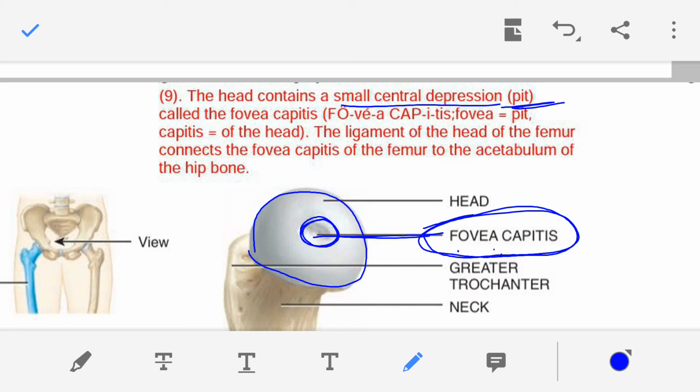And what is the function of Fovea Capitis? Here you need to understand, let me draw this. This is the acetabulum, for example, and from Fovea Capitis, what happens? The ligament. Right now I am drawing the ligament. The ligament is present between the acetabulum and the Fovea Capitis. So this ligament is joining the acetabulum and the head of the femur, and the Fovea Capitis provides the attachment surface for the ligament.